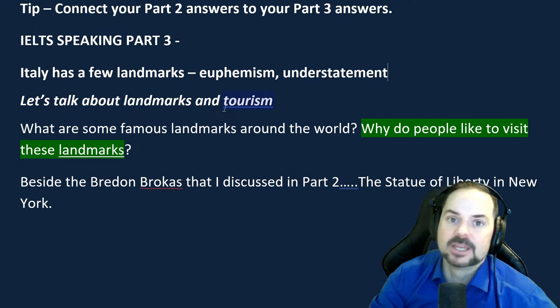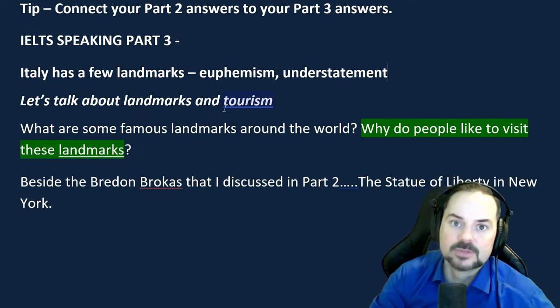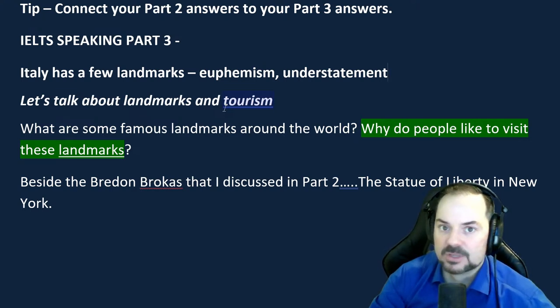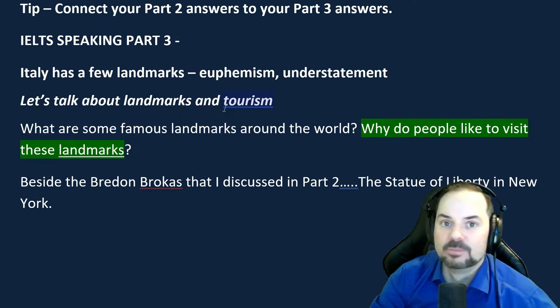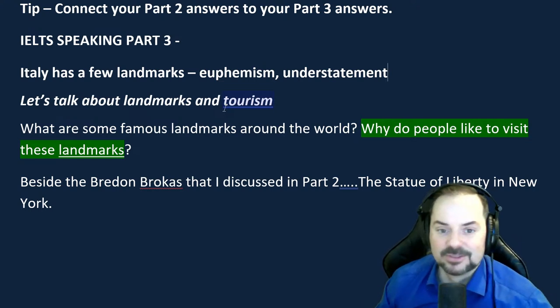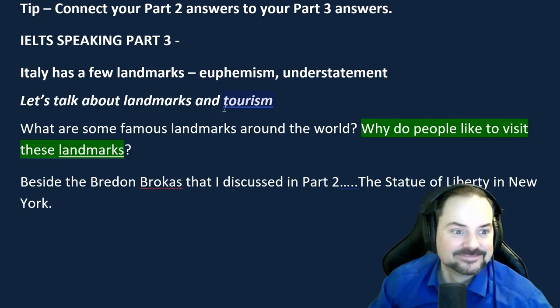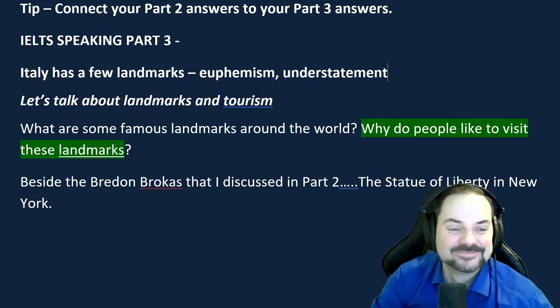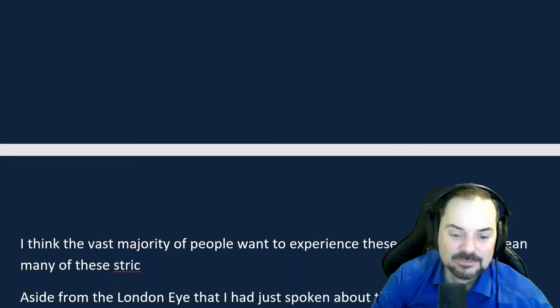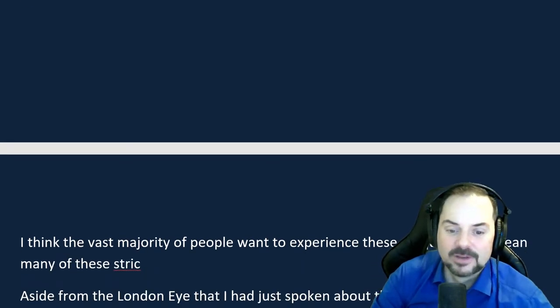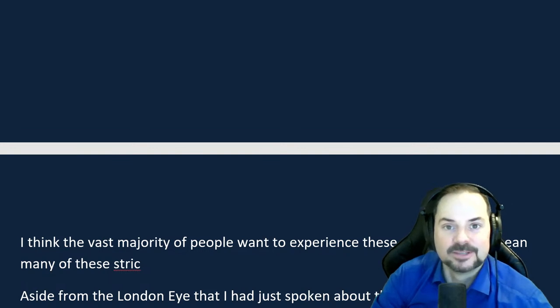So Italy being the heart of the Roman Empire, it has extremely famous cities with the Vatican, St. Peter's Square, the Basilica. You have the Colosseum, the Pantheon, and the list just goes on and on and on, the Sistine Chapel. So it's arguably got the highest density of landmarks. I've been granted the opportunity to visit all these places in my life. Yeah. So if you're Italian and you get the topic of talk about landmarks for part two and part three, then it's probably a good time to go, yes, thank you for that, examiner.